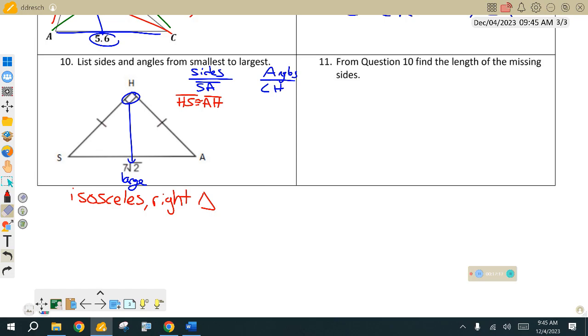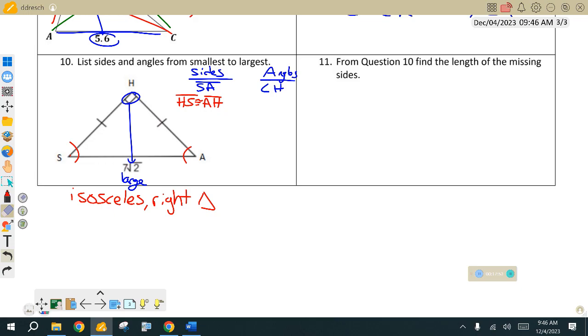If these two sides are the same, then what? Here's HA. What angle is opposite HA? Which angle is opposite HA? S is, right? So we're right here. And what side is opposite HS? What's true about A and S? If these two sides are congruent, therefore those two angles are going to have to be congruent as well. They're going to be the same as well.